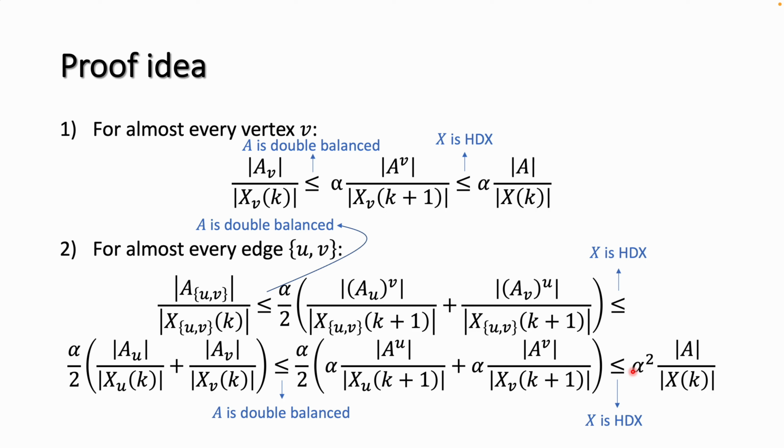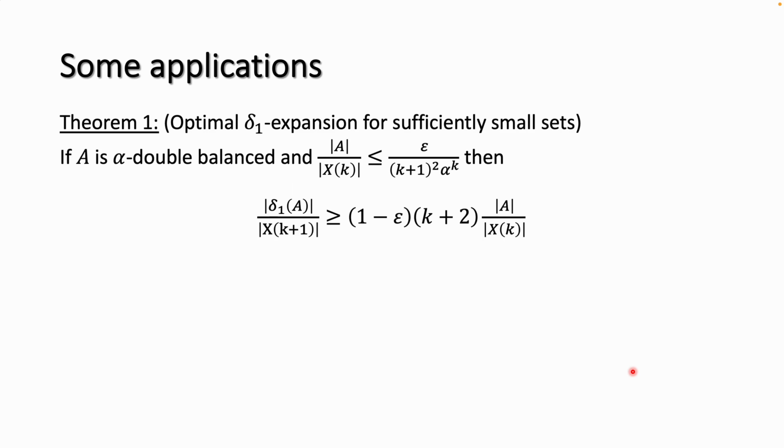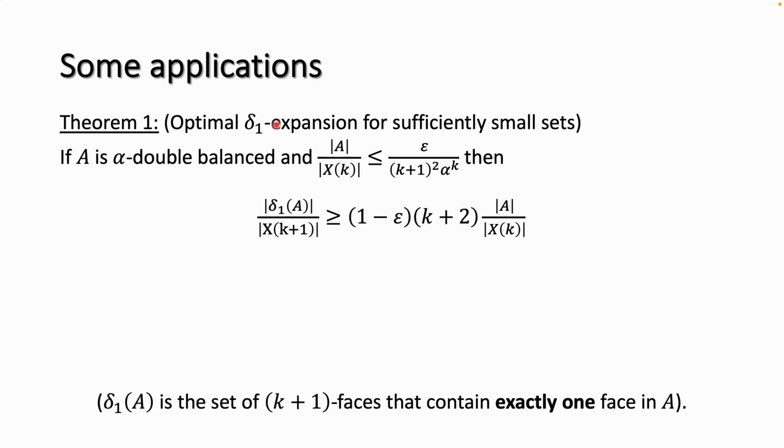It implies almost pseudo-randomness. Let me just mention some applications that we got from it. So first, as I started, we are interested in small set expansion for pseudo-random sets. So we get something which is optimal delta 1 expansion. So what is delta 1 expansion? I'll just mention the delta 1 expansion.